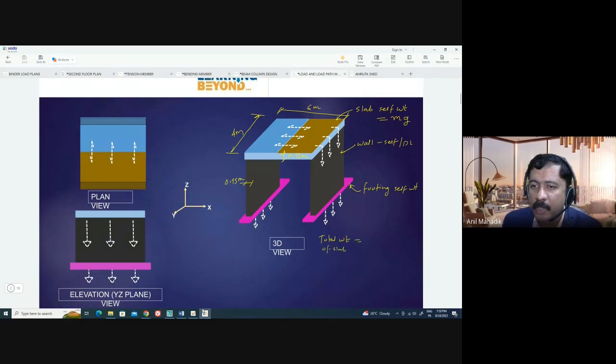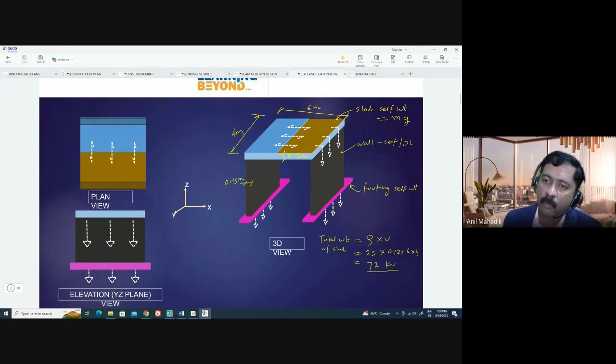You know, density into, let's say density into volume. Density is 25 for concrete. Let's say it is a concrete. And volume is 0.12 into 6 into 4. So this will come some number. Let's say 72 kilonewtons. This is the total weight of the slab.